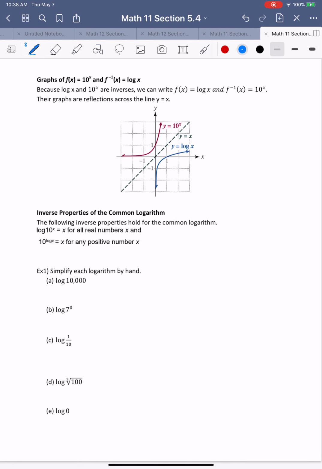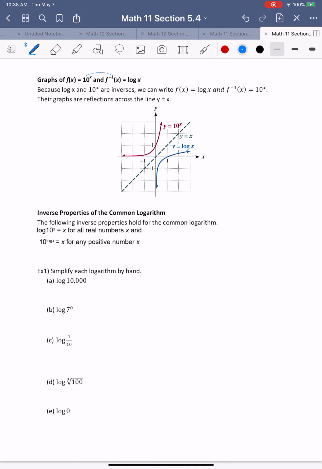Now the graph of 10 to the x and the inverse function, log of x. These two are inverses. As you notice, the exponential function has growth because 10 is greater than 1. For the inverse, you can always interchange the coordinates, so the point 0, 1 becomes 1, 0, and another point you got here. And the graphs are always symmetric across the line for the two inverse functions.